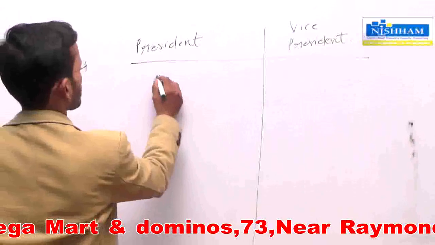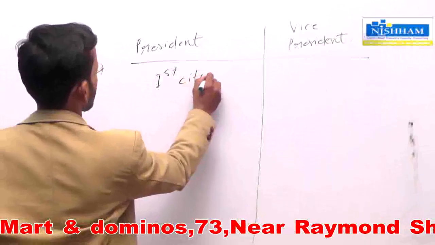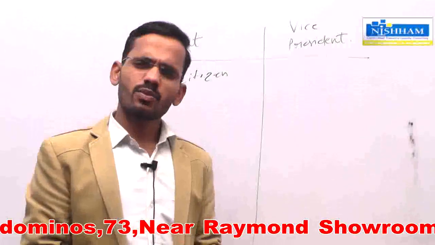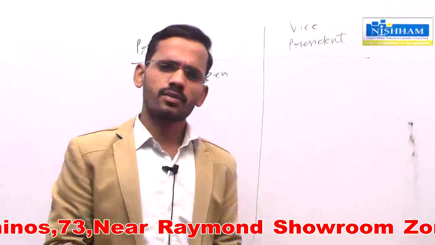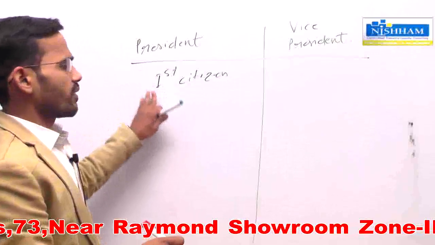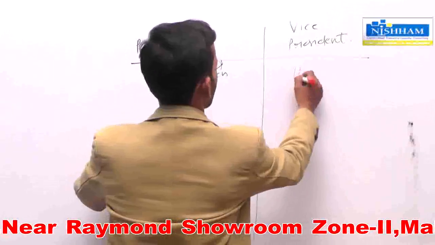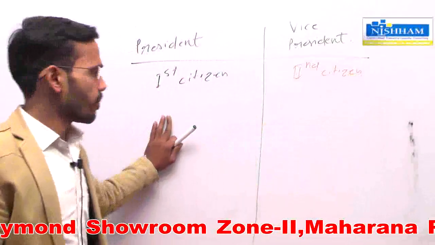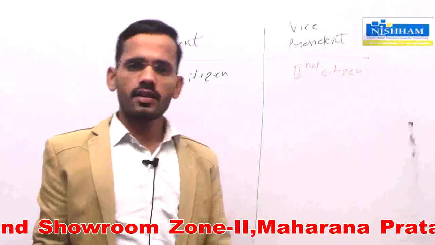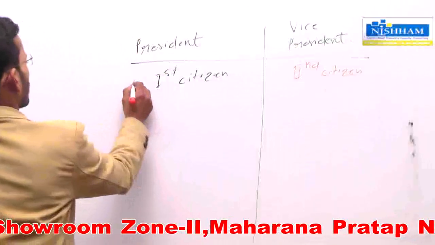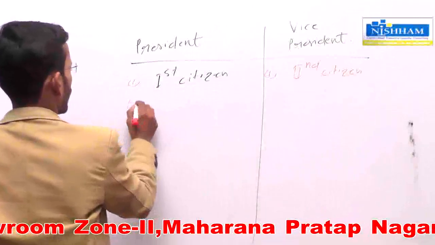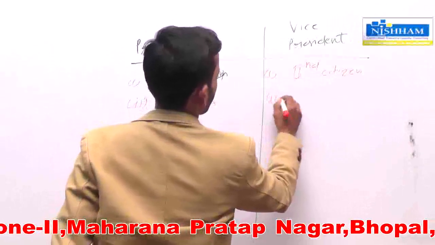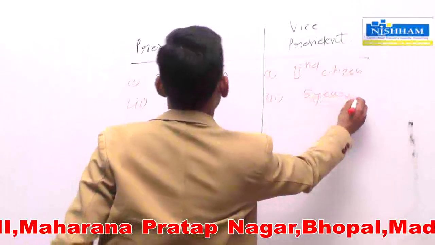Actually the president always remains the first citizen of India. As we know, as per Article 1, India, that is Bharat, is a union of states, and according to that the president is the first citizen of India, and the vice president always remains the second citizen of India. The next one is that both are appointed for 5 years, the president and the vice president both.